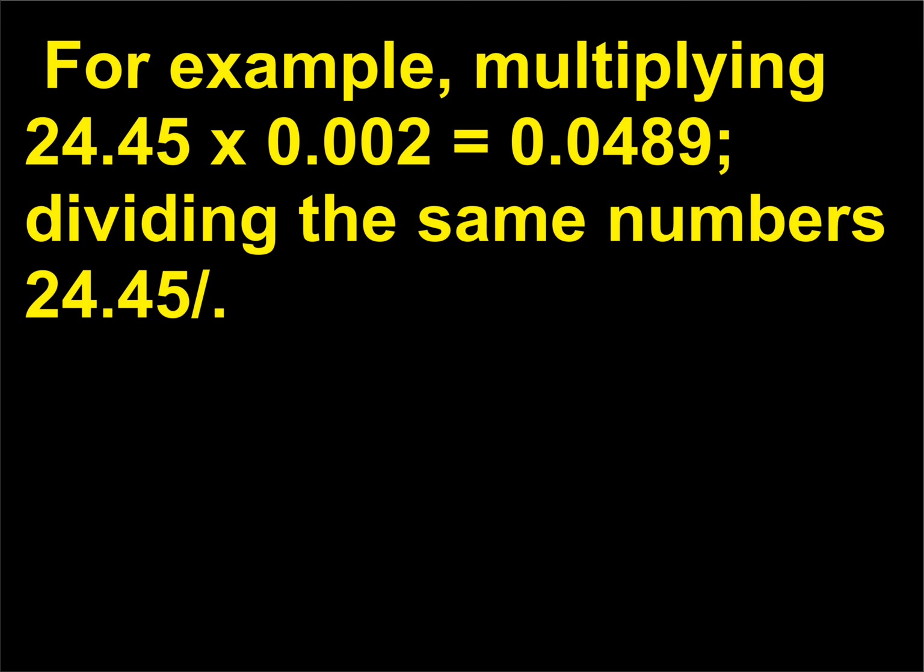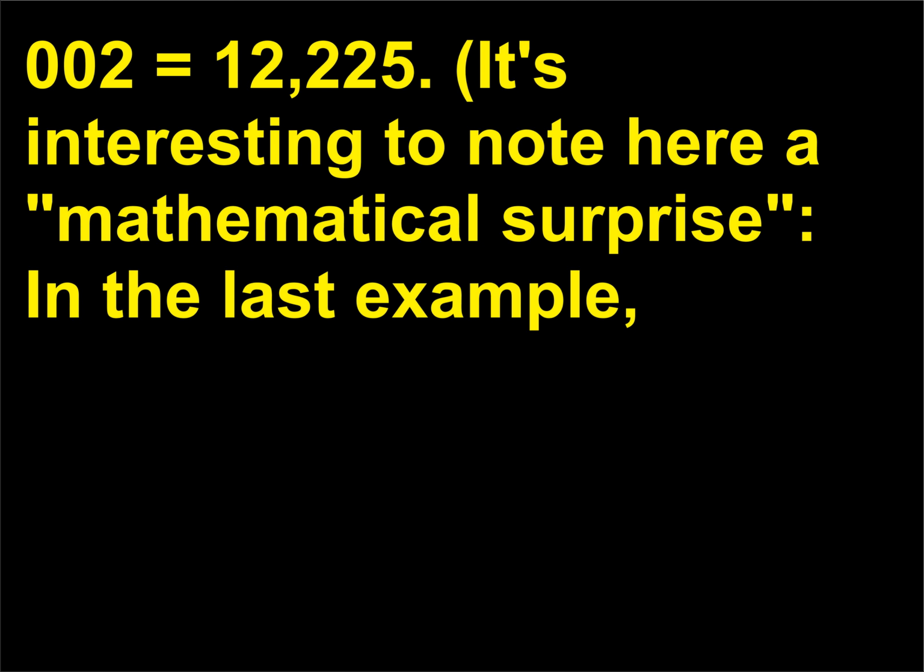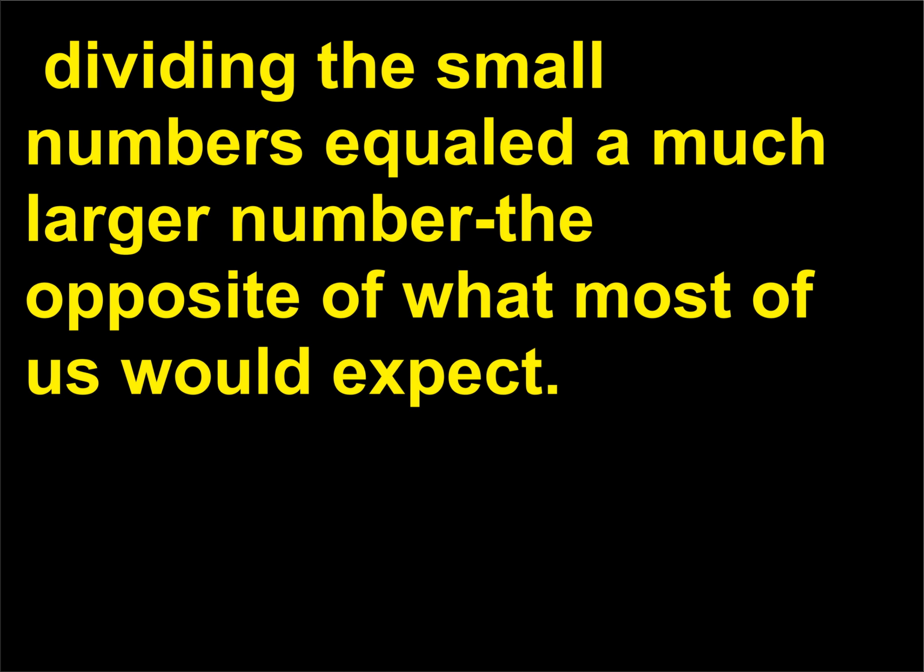For example, multiplying 24.45 times 0.002 equals 0.0489. Dividing the same numbers, 24.45 divided by 0.002, equals 12,225. It's interesting to note here a mathematical surprise. In the last example, dividing the small numbers equaled a much larger number, the opposite of what most of us would expect.